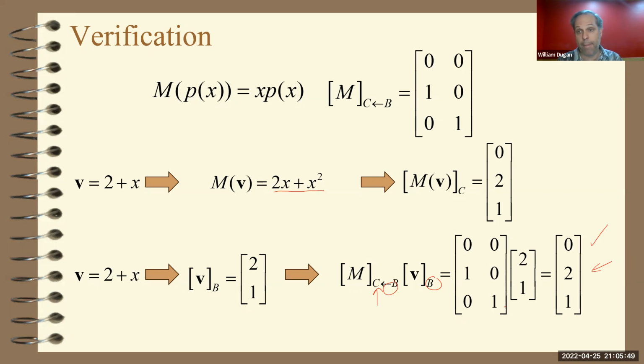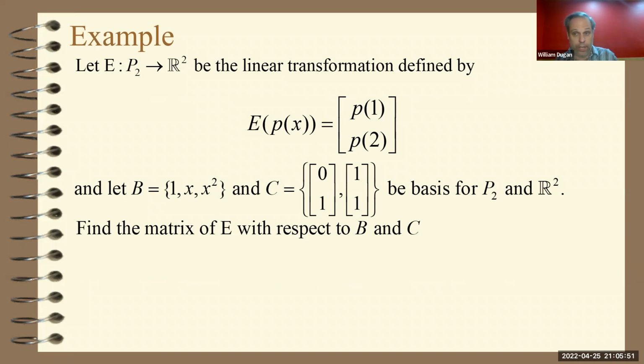All right, let's do it again. This time, let's have a linear transformation E that goes from P2 to R2. The linear transformation will be E of p(x) is a vector whose first coordinate is evaluating the polynomial at 1, and the second coordinate will be the polynomial evaluated at 2. We'll say that B and C are the bases for P2 and R2. B is just the standard basis for P2, but C won't be. We'll make a little difference. C is then the vectors (0, 1) and (1, 1). We know that is a basis for R2.